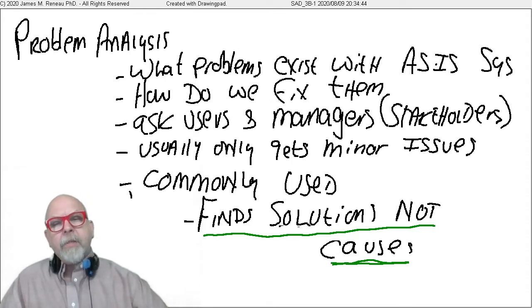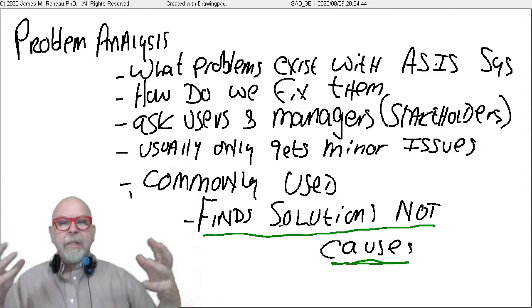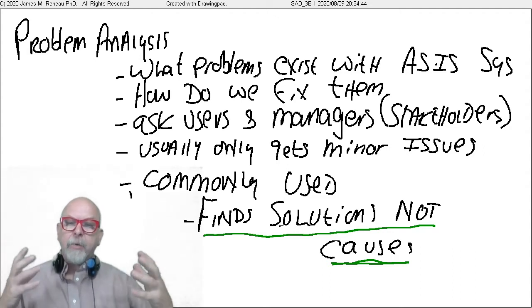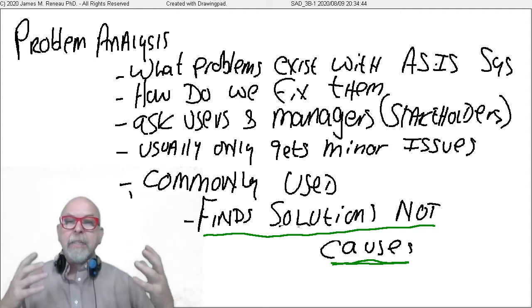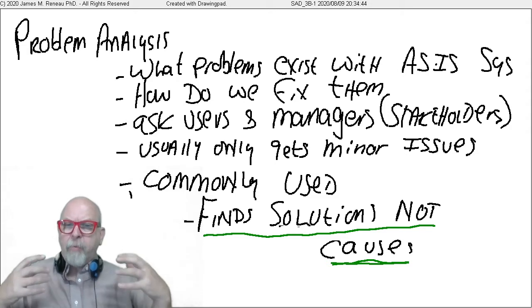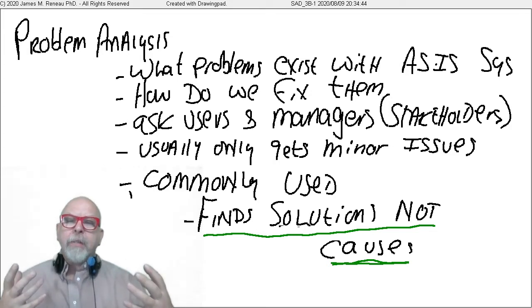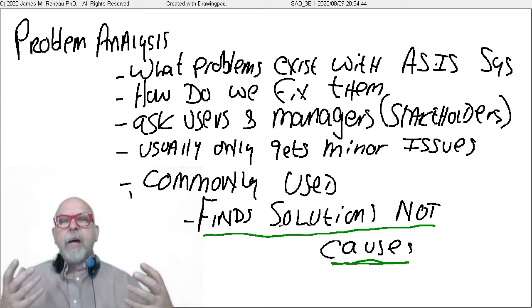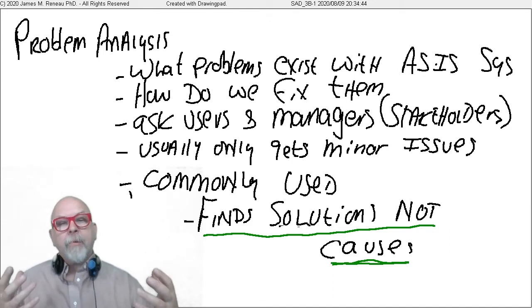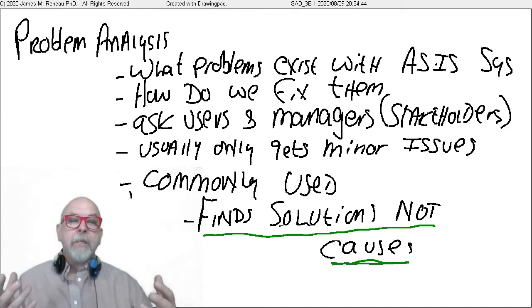In the last video, we talked about ways to elicit requirements and all of the stuff we need to possibly do it. But why are we doing it? The first reason we're doing it is because we need to understand what the problems are. What problems exist with the old system?